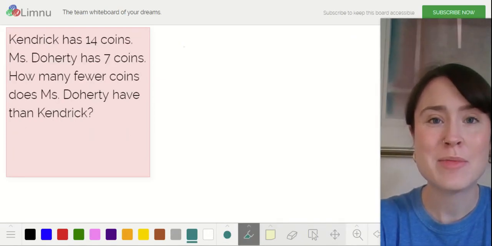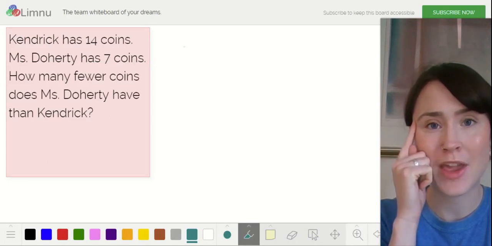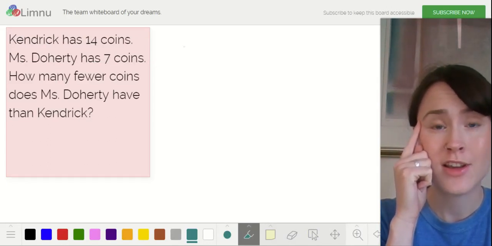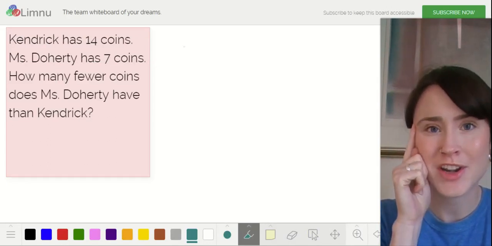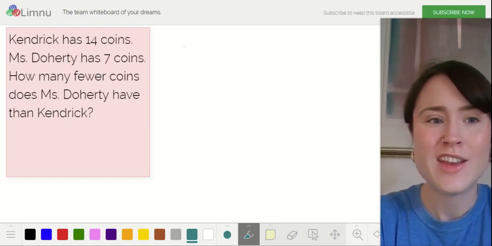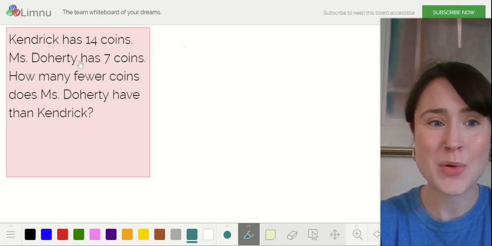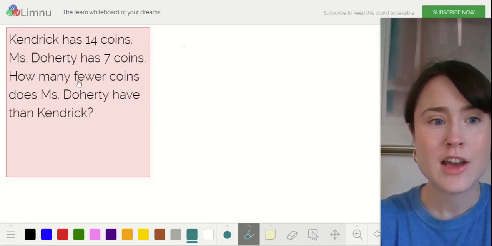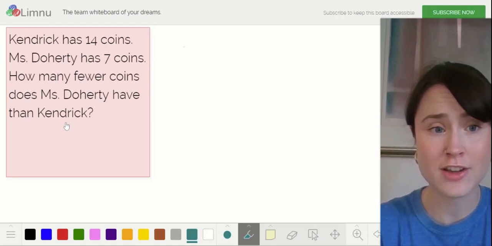As I read the story problem, make sure you're visualizing and making a brain movie of what's going on. You should be able to see Kendrick and Miss Doherty in your imagination. Kendrick has 14 coins. Miss Doherty has 7 coins. How many fewer coins does Miss Doherty have than Kendrick?